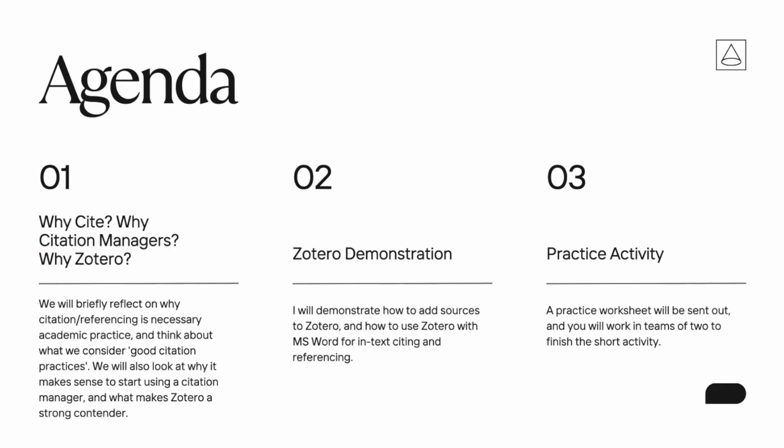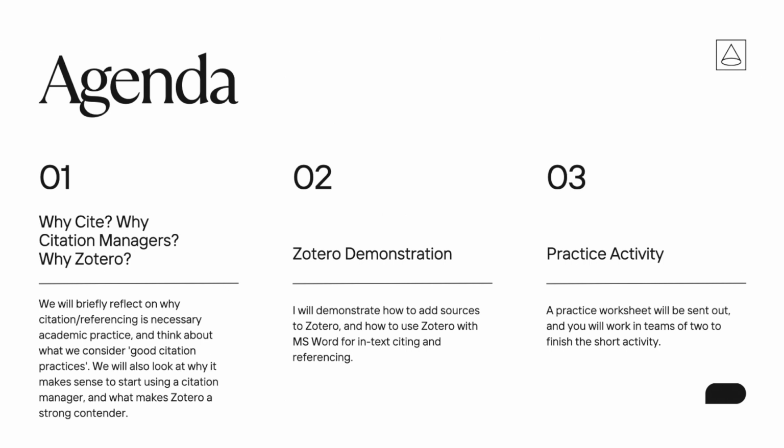Great. So the agenda for today is three-pronged. First, we'll think about why citation and referencing is considered necessary academic practice. And we'll also think about what we consider good citation practices and why they are considered good. And then we'll look at why it makes sense to use a citation manager. The setup cost might look like a bit of an investment. It feels like you have to understand this whole new system, but the payoff is truly huge, and I'll try to convince you regarding that.